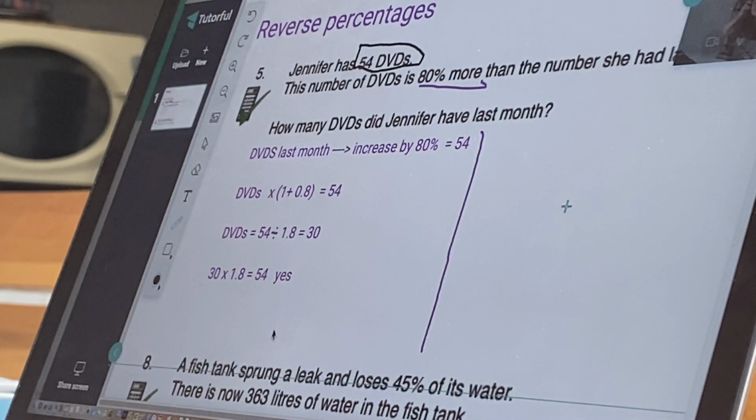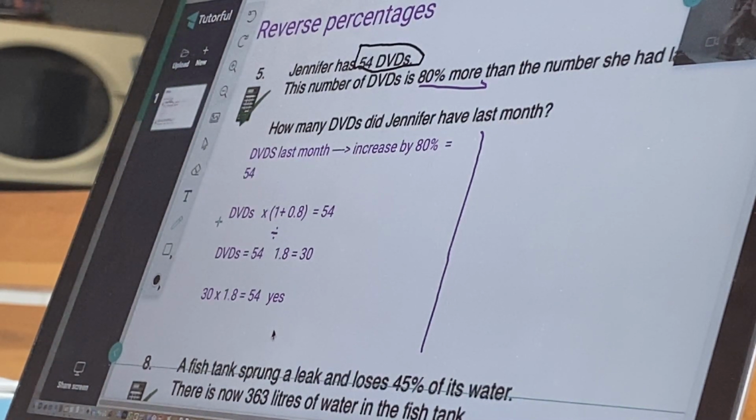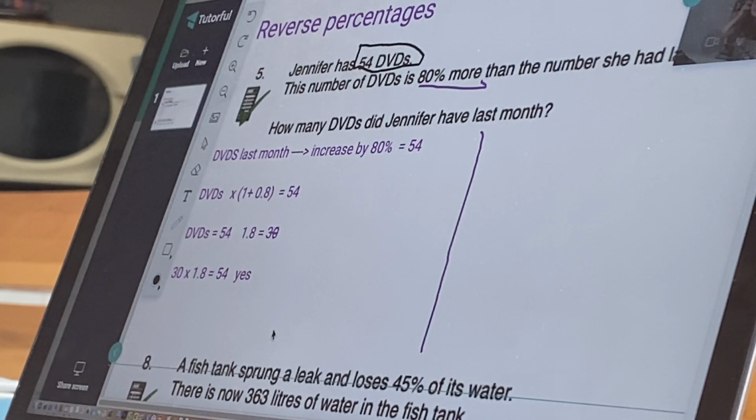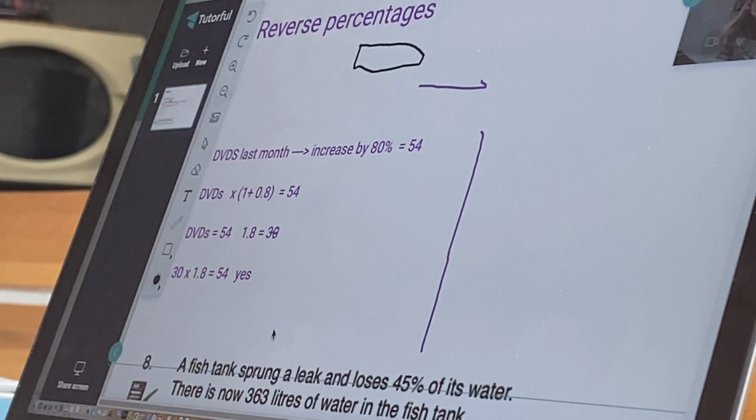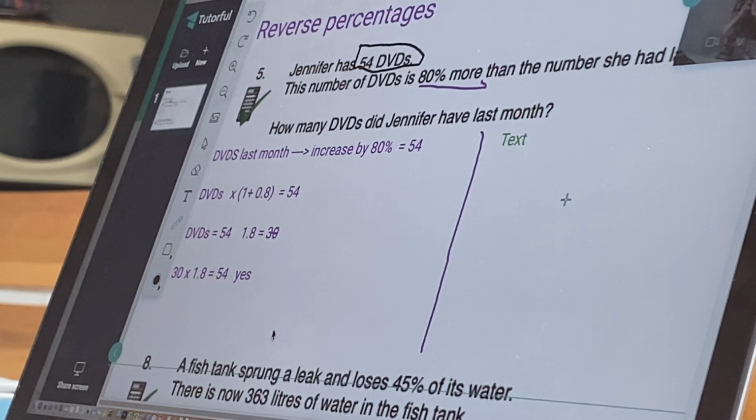So the other way that you could do this is the way I'm going to do in green now. Since 54 is 80% more than what she had last month, 54 is equal to 180% of that value. Does that make sense? Because it's equal to the amount last month plus the 80%. Okay, so we want to work out what 100% is.